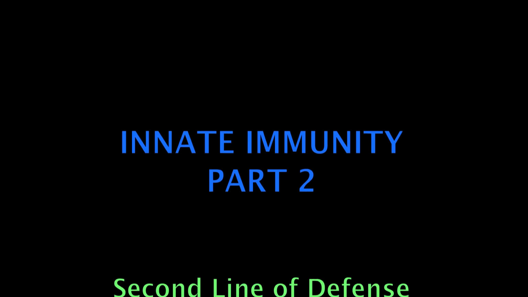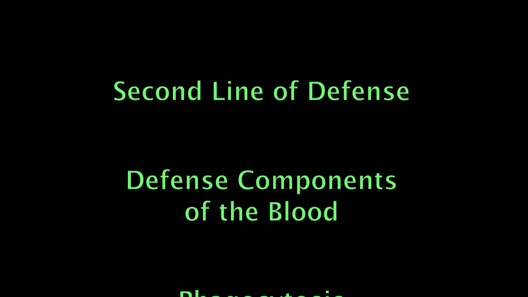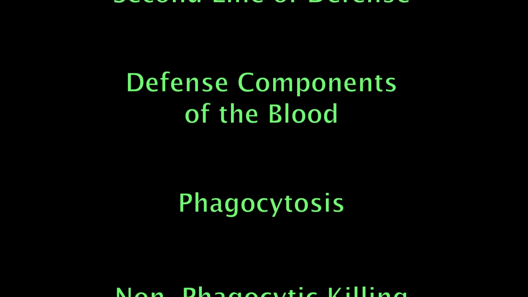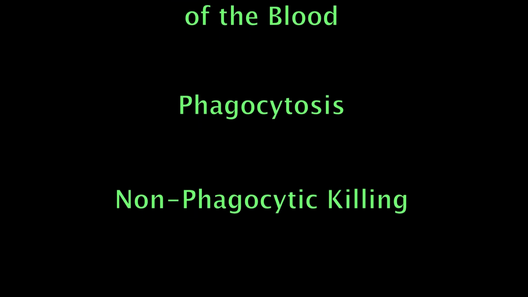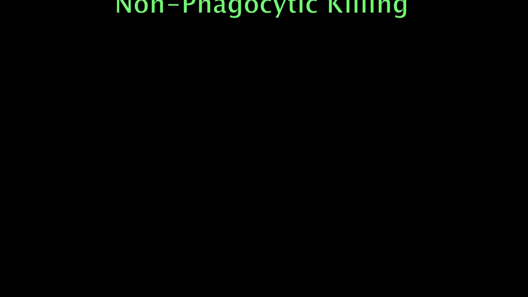In this video, we will continue our discussion of innate immunity. We will begin to examine the components that are involved in the second line of defense. Topics included in this video are the defense components of blood, phagocytosis, and non-phagocytic killing.